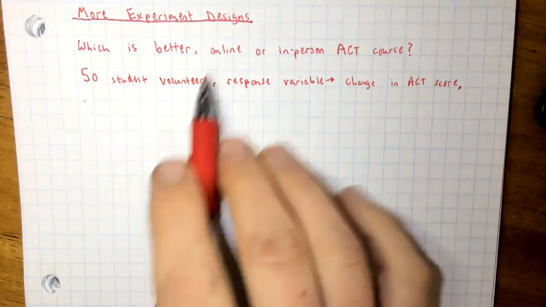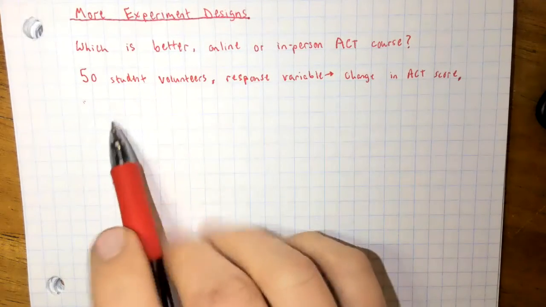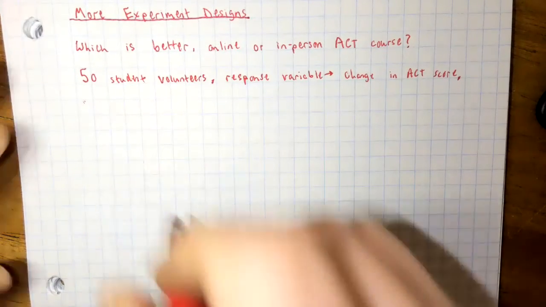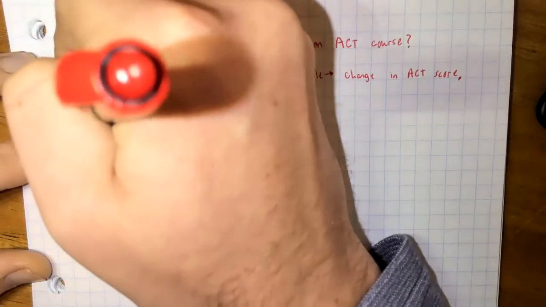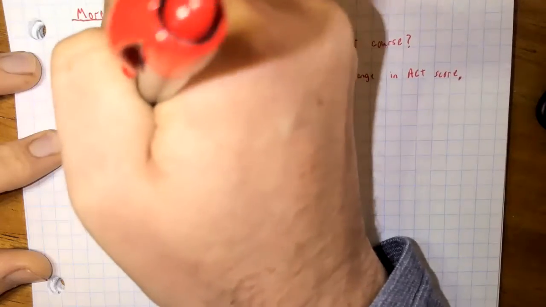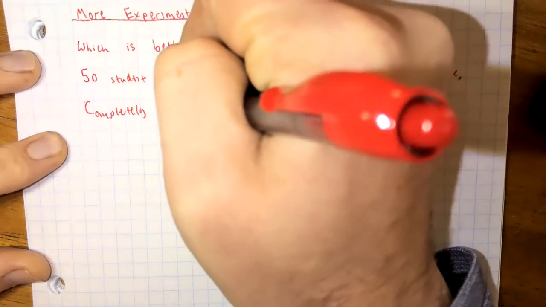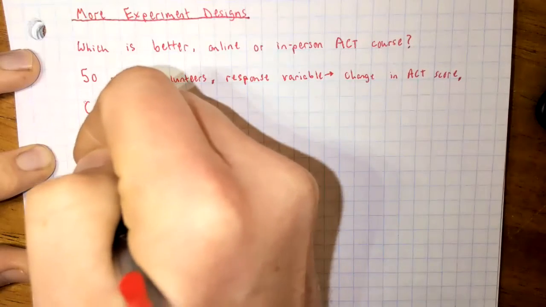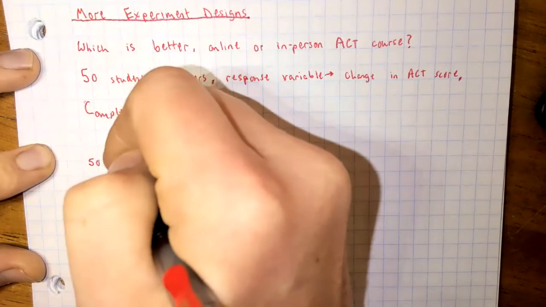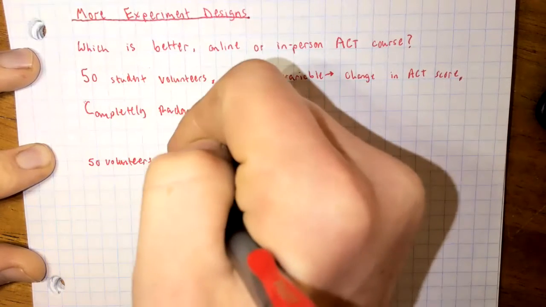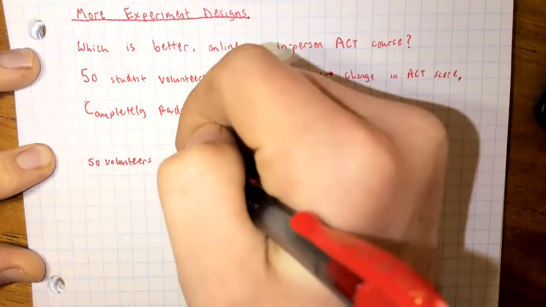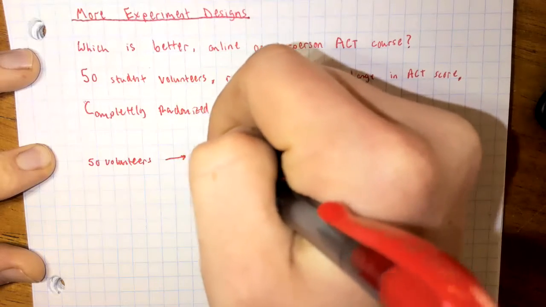So we've already designed this using a completely randomized design. That was where we just took all 50 students. Maybe I can just sketch this out real quick. It won't take long. We've got the completely randomized design, again, where we take all 50 volunteers, all 50 students. We put them through some random process.